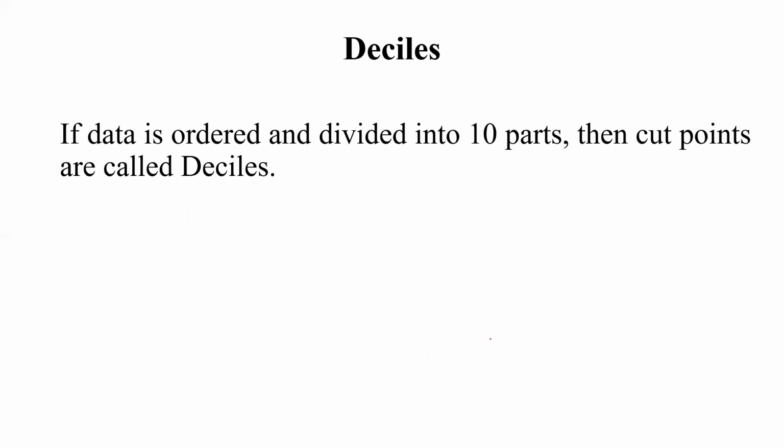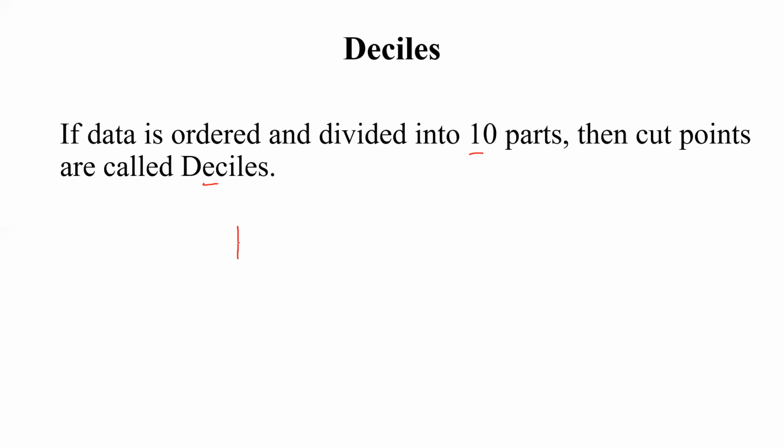Now, the next point we need to understand. Once we have done the quartiles, then we need to understand the deciles. So deciles, what is the meaning of deciles? If data is ordered and divided into 10 parts, then the cut points are called deciles.